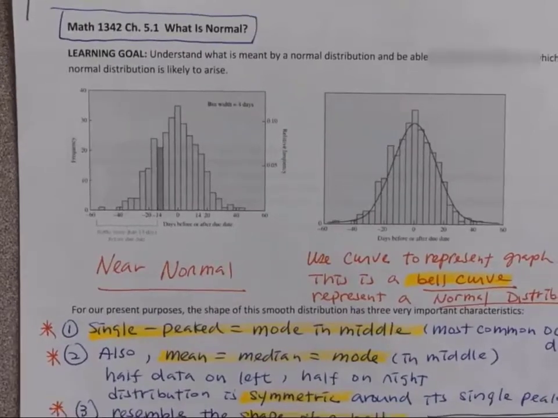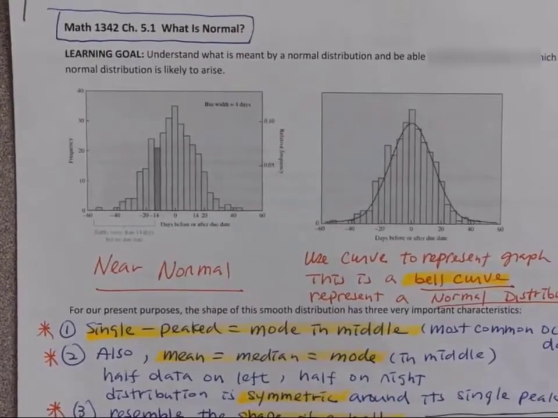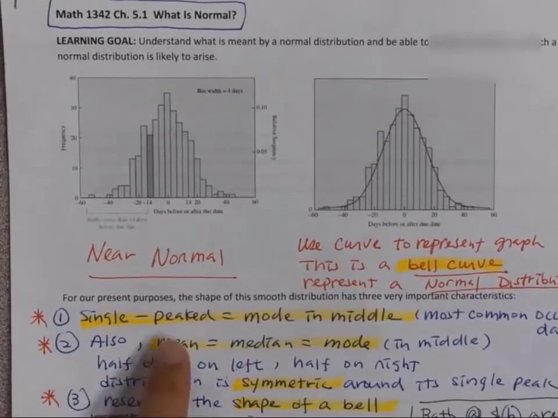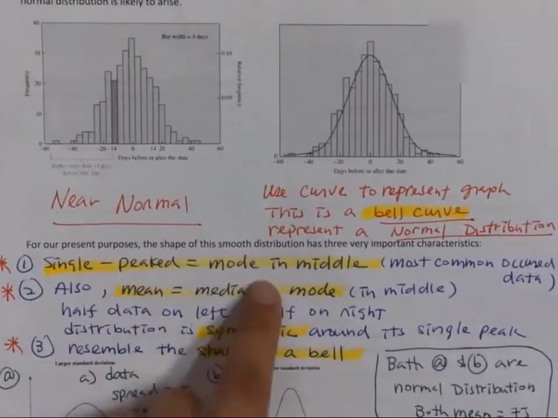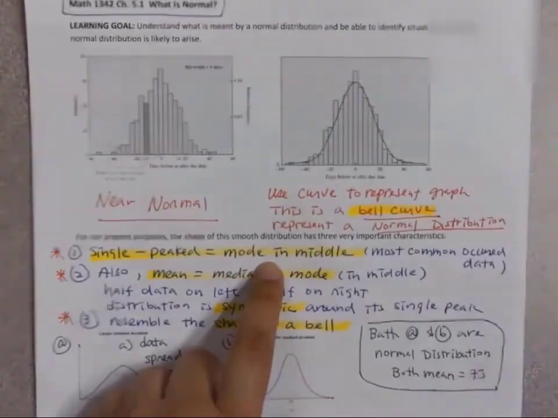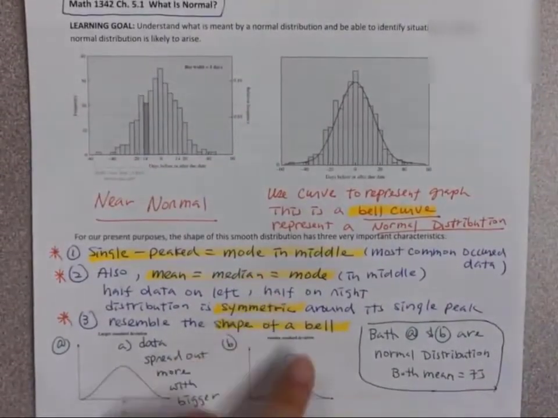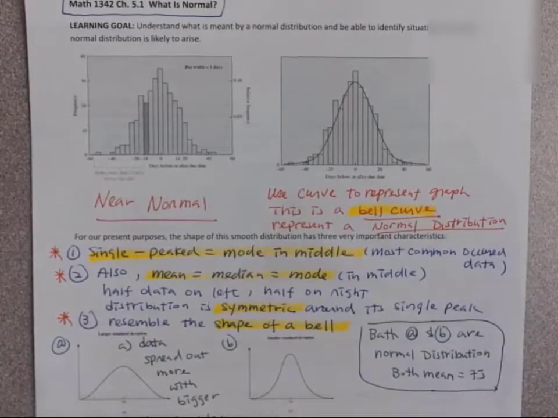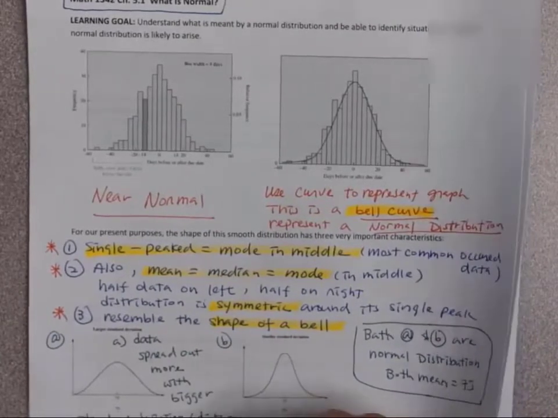About normal distribution, the data will resemble a bell curve, right? When you have a bell curve, it means it has a single peak, so the mode is in the middle. Also, the mean, median, and mode would be in the middle also, right? And it's symmetric around the single peak, and it forms a bell curve, right?